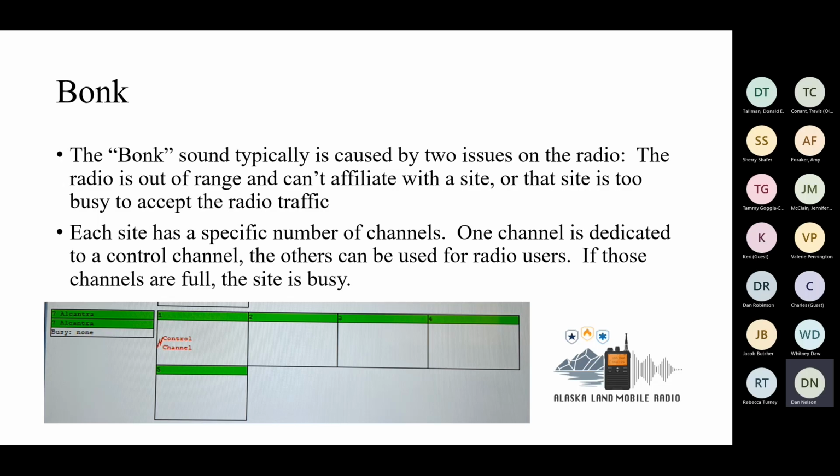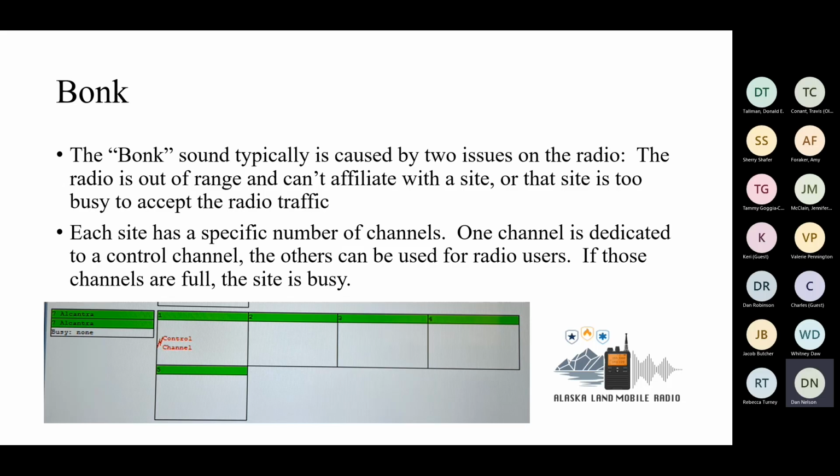So this usually happens if the radio is out of range and it can't affiliate, it can't communicate with a site, or it could be that that site is too busy to accept radio traffic. And so this is where we talk about capacity of our sites. I've got an illustration up there from one of our sites, and you can hopefully see the 5 boxes. When we talk about a channel, that's how many radios can be talking at one time from one site.